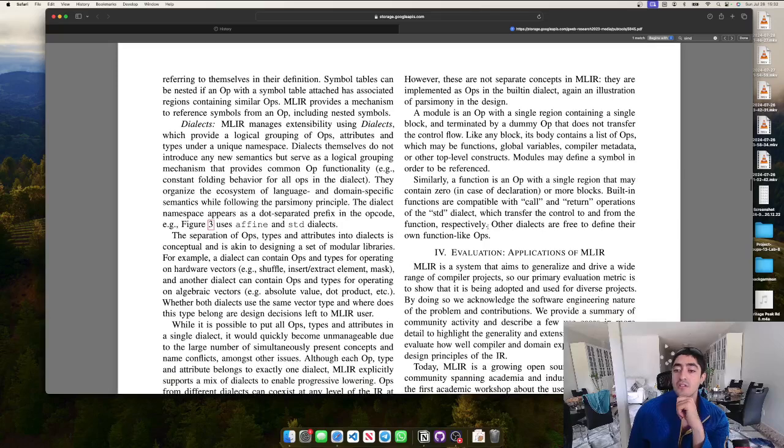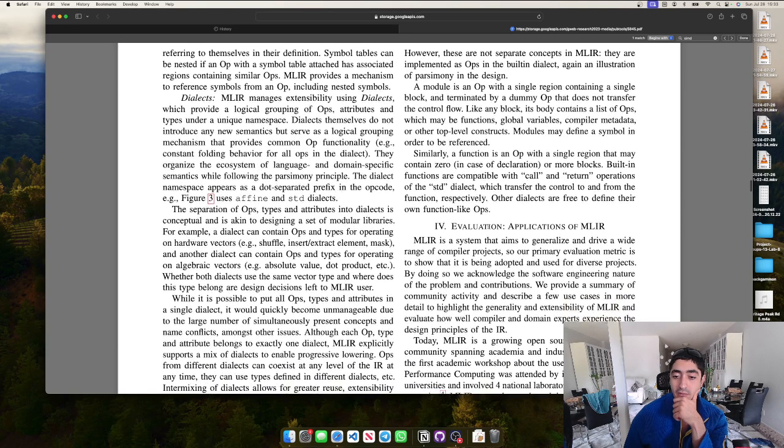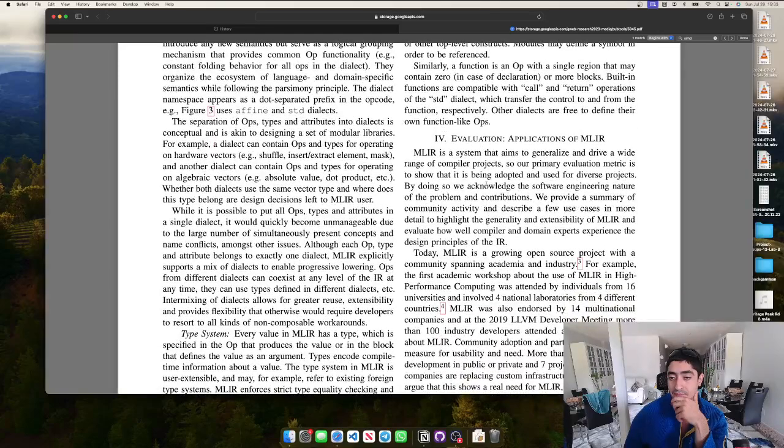Similarly, a function is an operation with a single region that may contain 0 blocks in case of declaration, or more. Built-in functions are compatible with call and return operations of the std dialect, which transfer the control to and from the functions respectively. Other dialects are free to define their own function-like operations.